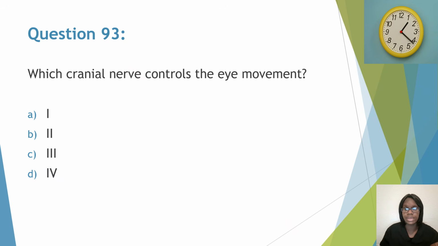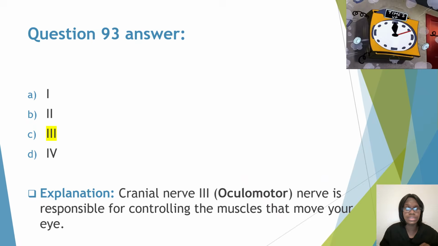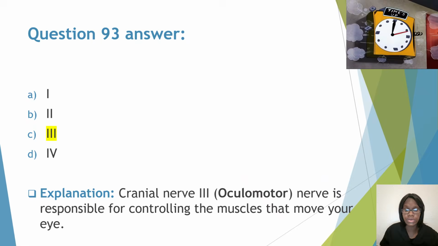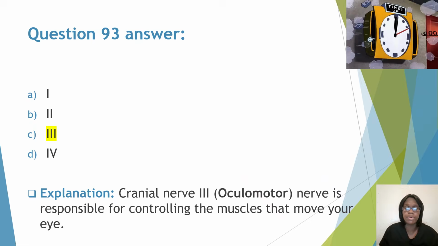All right, the correct answer is C3. Cranial nerve 3, or oculomotor nerve, is responsible for controlling the muscles that move your eye.